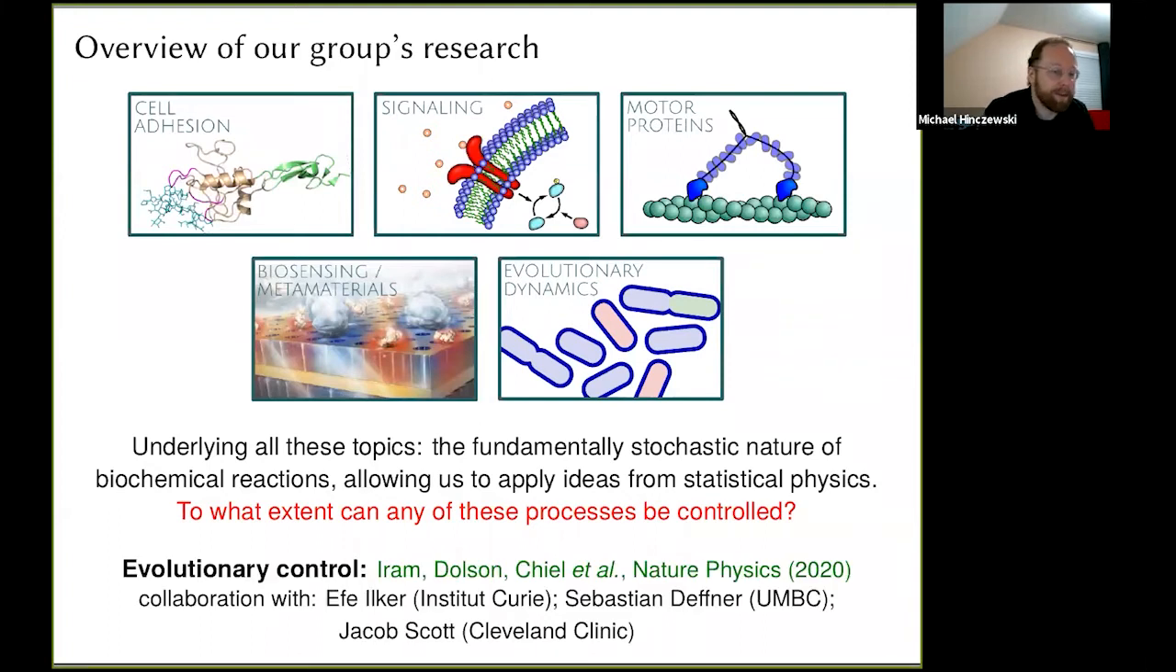This is based on a paper that just came out a few months ago. It's a collaboration with a variety of different groups: Effa Ilker at the Institute Curie, Sebastian Deffner, a theoretical quantum physicist at University of Maryland, Baltimore County, and Jacob Scott, a theoretical oncologist at the Cleveland Clinic. And what started this whole process of thinking about evolutionary control for us is actually an inspiration from a very, very different area of physics.